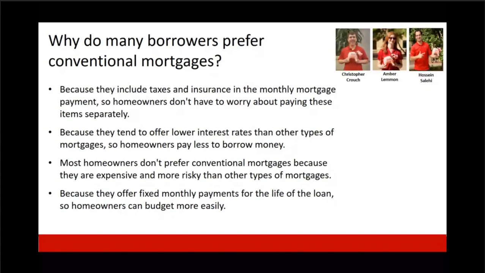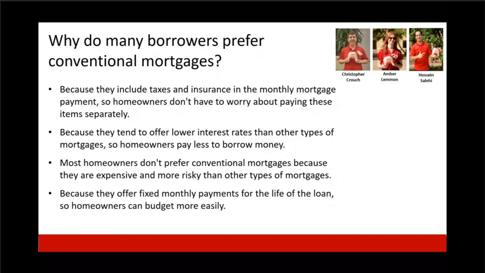Because they include taxes, insurance, and the monthly mortgage payment, so homeowners don't have to worry about paying these items separately. Because they tend to offer lower interest rates than other types of mortgages, so homeowners pay less to borrow money. Most homeowners don't prefer conventional mortgages because they are expensive and more risky than other types of mortgages, or because they offer fixed monthly payments for the life of the loan, so homeowners can budget more easily.